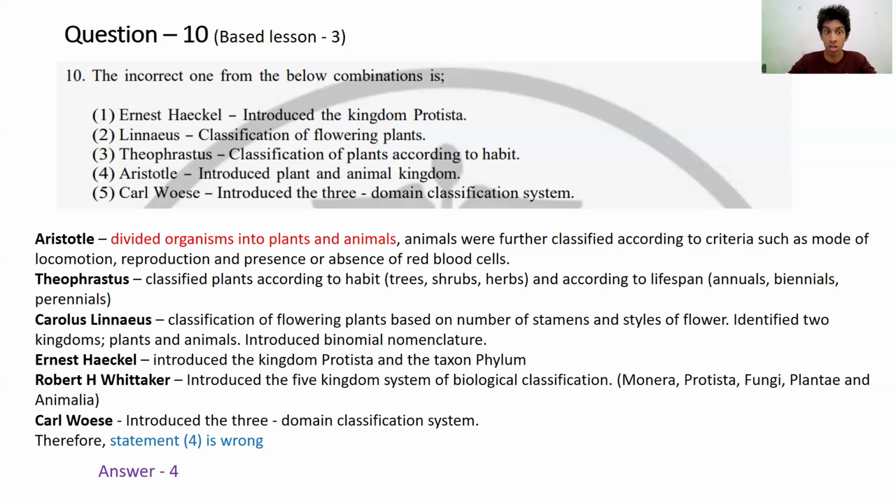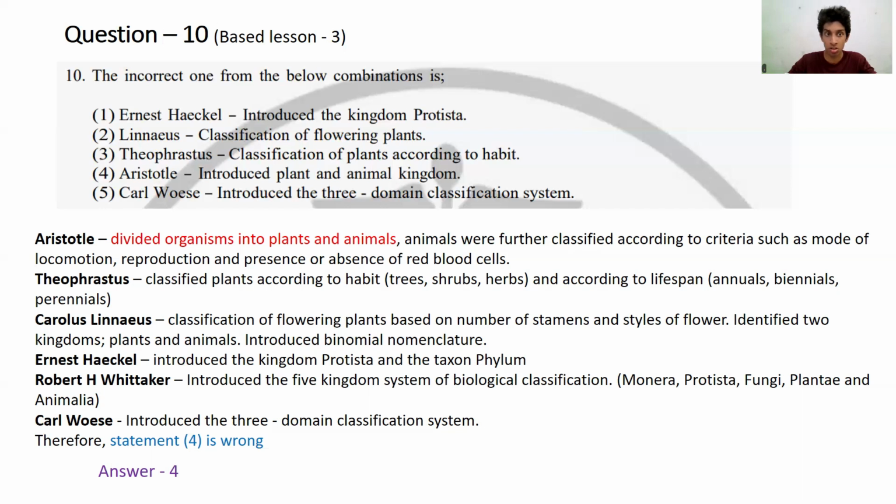2. Linnaeus classification of flowering plants. Yes, Carolus Linnaeus classified flowering plants based on the number of stamens and styles of flower. Therefore 2 is correct. 3. Theophrastus classification of plants according to habit. Yes, Theophrastus, who is the pupil of Aristotle, classified plants according to habit as well as according to lifespan. Therefore, statement 3 is also correct.